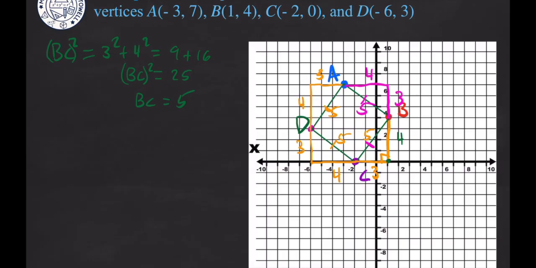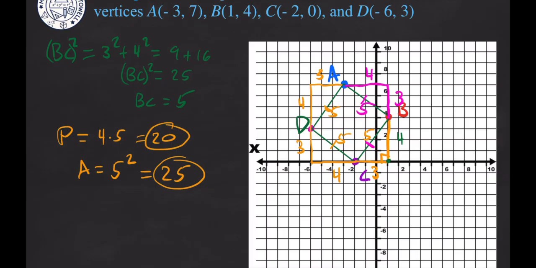Now let's go ahead and just find our perimeter. Perimeter equals 4 times 5, because we have 4 side lengths, so this would be 20. Area is going to end up to be 5 times 5, or 5 squared, which is 25. So that's our area, and that's the perimeter of this shape.